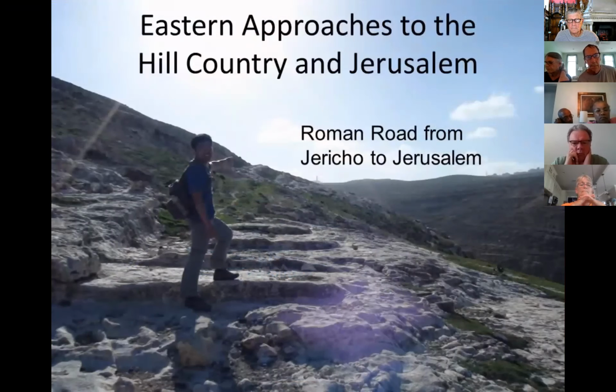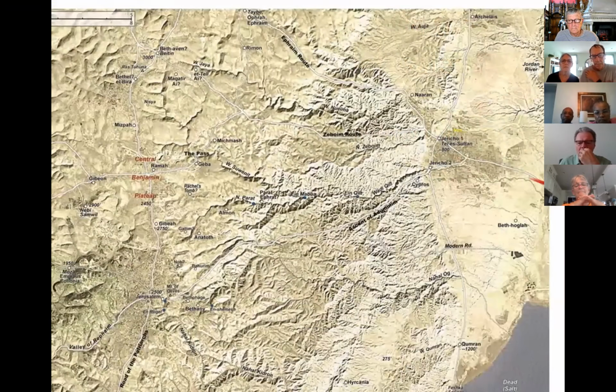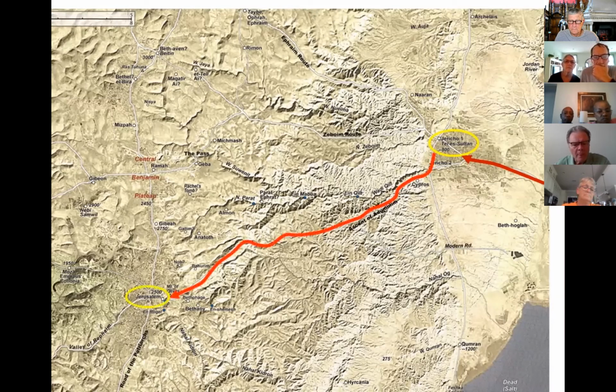Now let's examine the eastern approaches to the hill country and Jerusalem. This photo shows the remnants of a Roman road between Jericho and Jerusalem. On map 1.9, all traffic that comes from the east across the Jordan River is absorbed by Jericho. Jericho is in the Rift Valley, 800 feet below sea level. The most direct route from Jericho to Jerusalem climbs the ascent of Adumim, staying south of the Wadi Kilt.